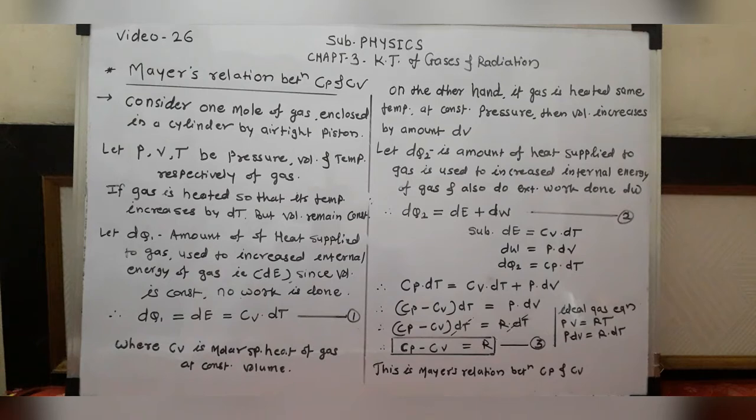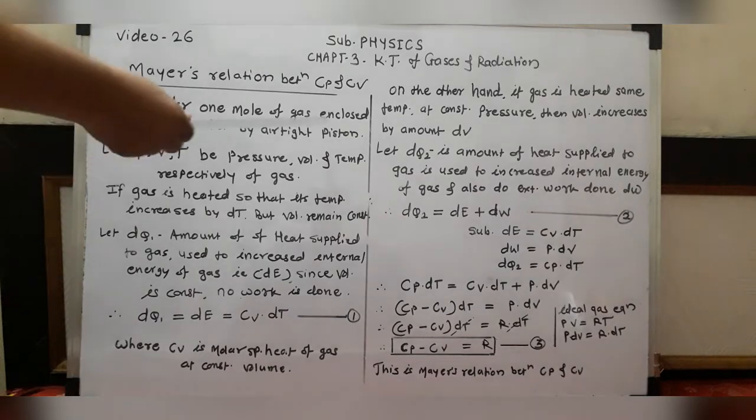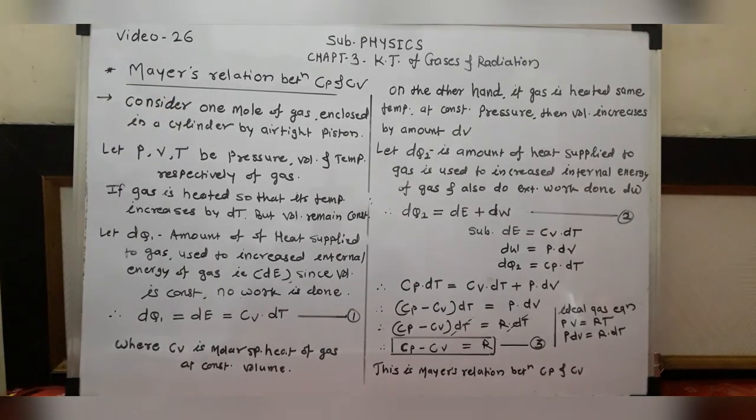Now consider 1 mole of gas enclosed in a cylinder by a frictionless airtight piston. Let P, V and T be the pressure, volume and temperature respectively of the gas. We have to find the relation between Cp and Cv.